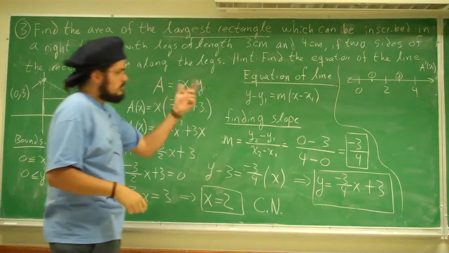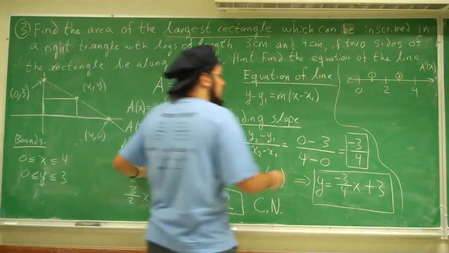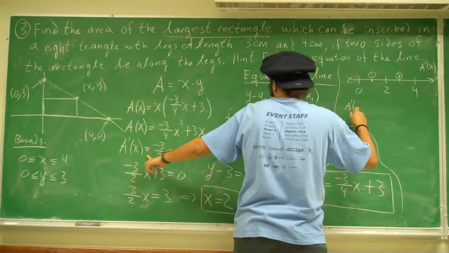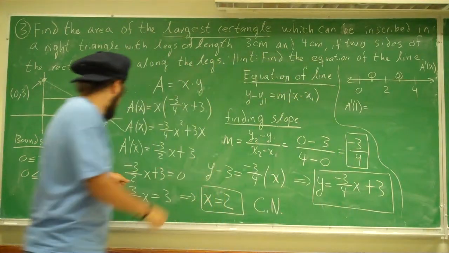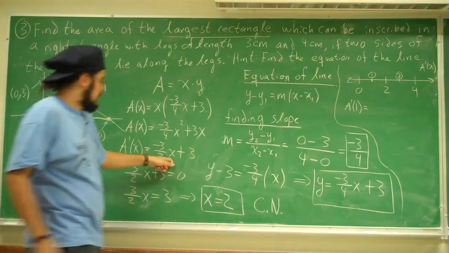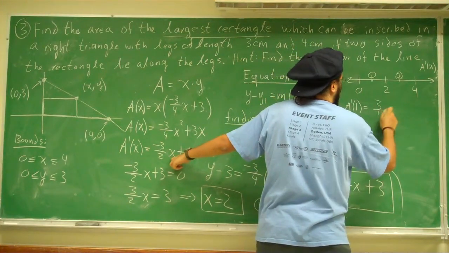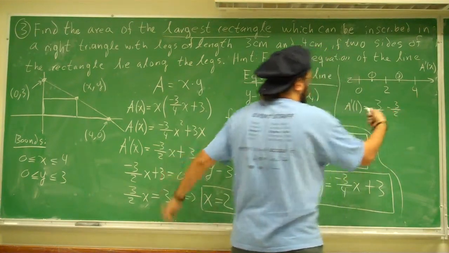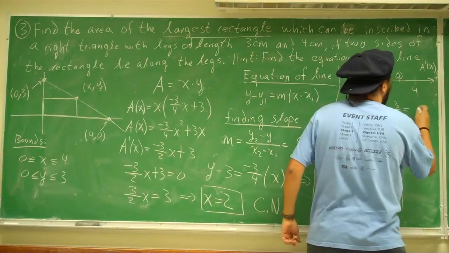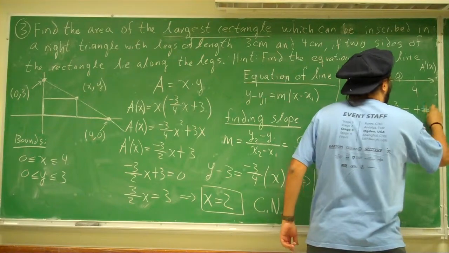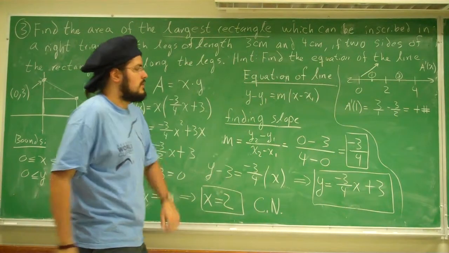And now, plug your test points into the first derivative. So here's our first derivative. Let's see what a prime of 1 is. Plug in 1 in here, and we get 3 over 1 minus 3 halves. We know it's a positive number, since 3 is greater than 3 halves. So this is a positive number, which means this is increasing on the interval from 0 to 2.